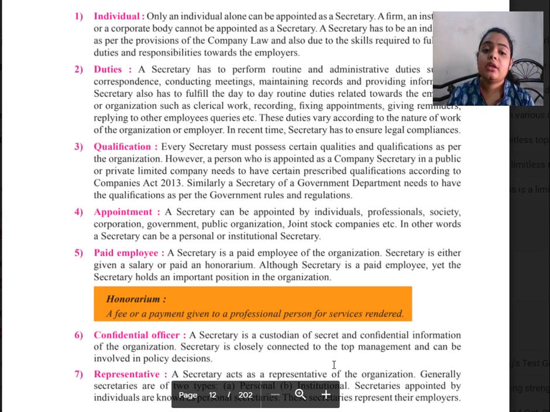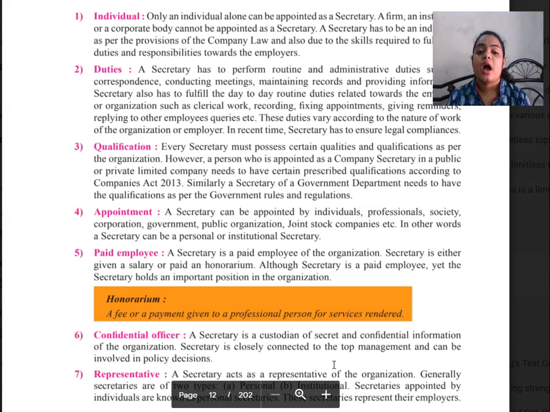So what are the qualifications that a secretary must possess? Qualities and qualifications as per the organization. Then he shall have a proper company secretary's degree, which is prescribed by the government, or which is required by the company law. And a secretary of a government department must have a proper qualification as required or as specified by the government rules and regulations.